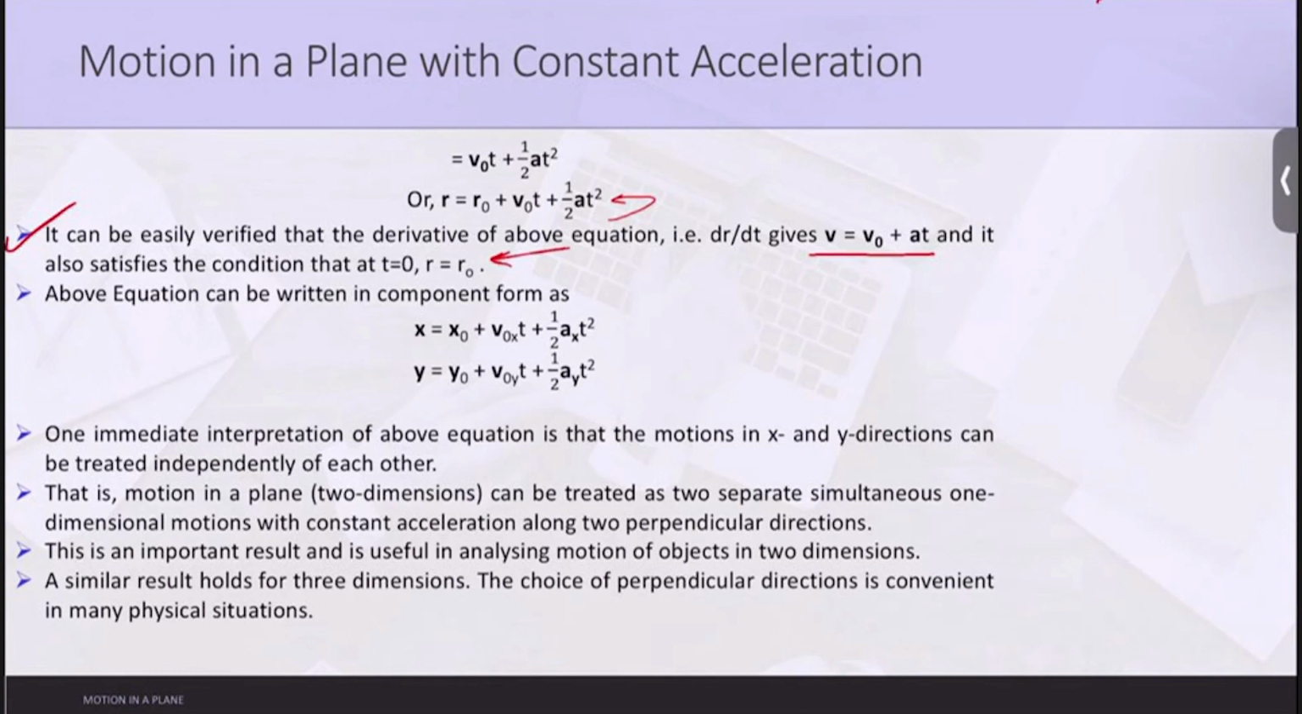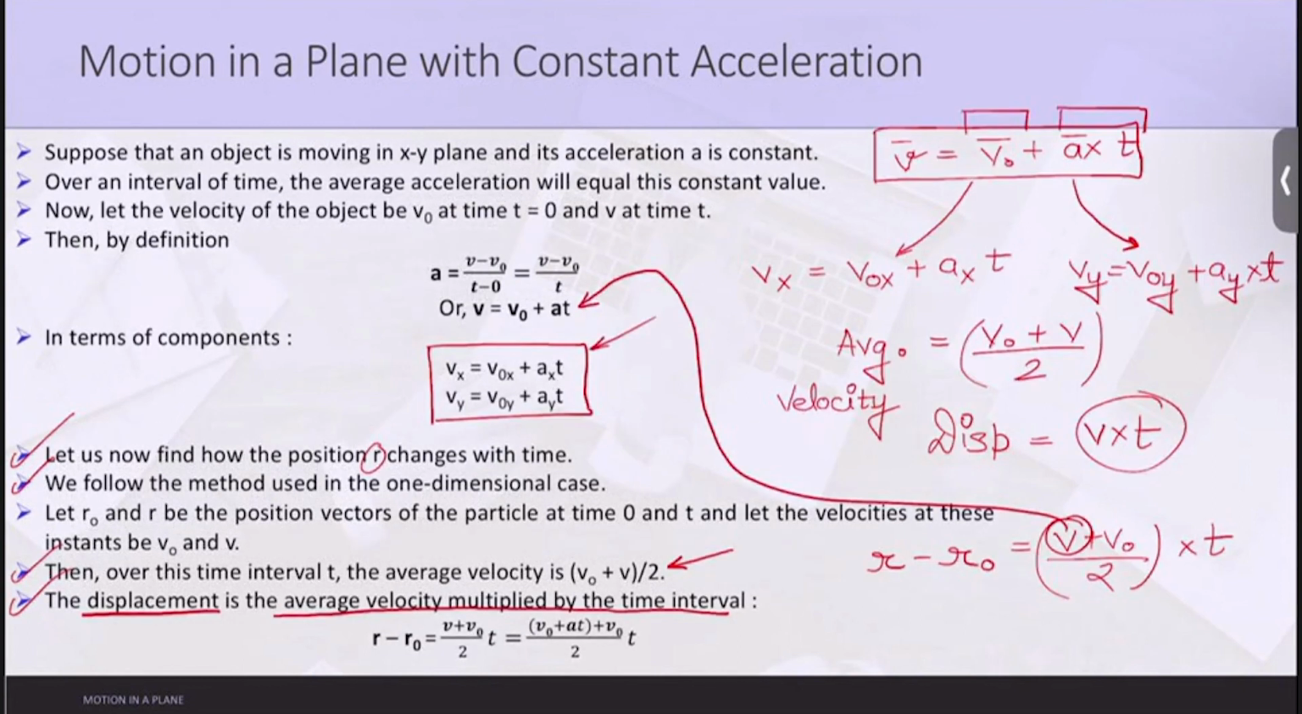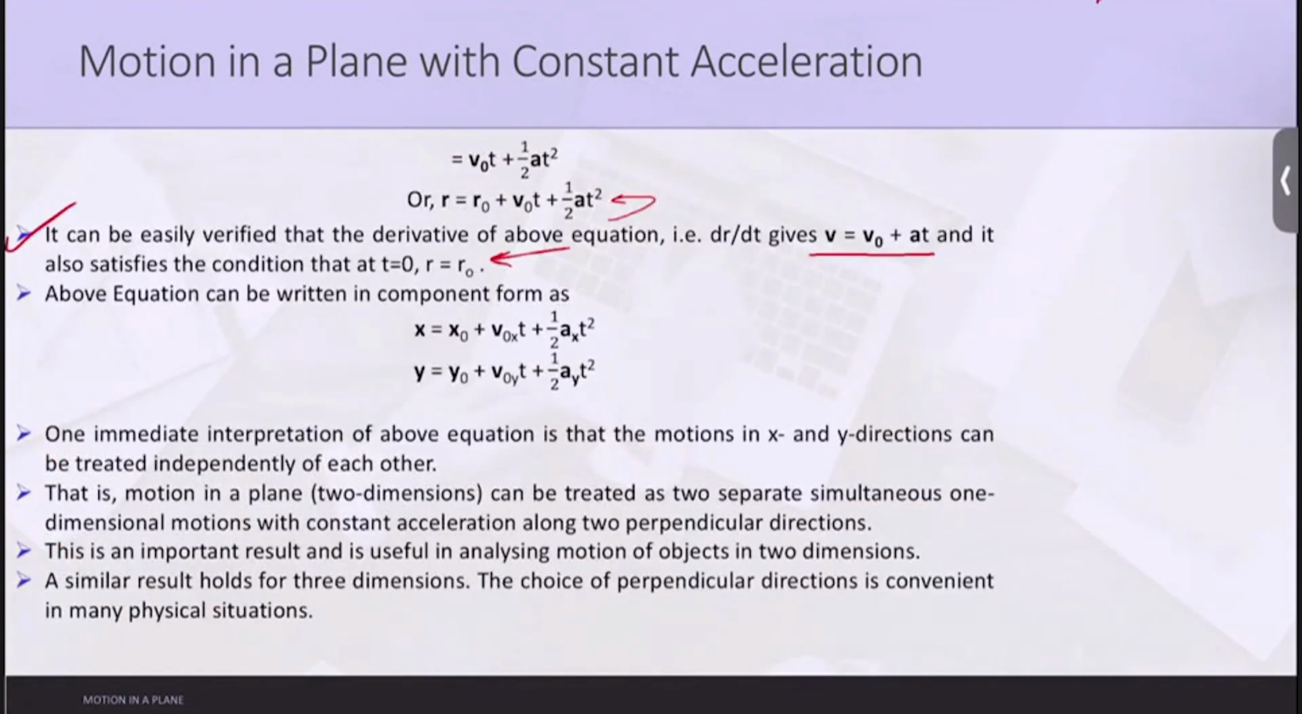Now, the above equation can be written in component form also. As in the previous case, we wrote vx equal to v naught x plus axt, then vy is equal to v naught y plus ayt. In a similar way, we can write it here also. So x is equal to x naught plus v naught x t plus half ax t square.